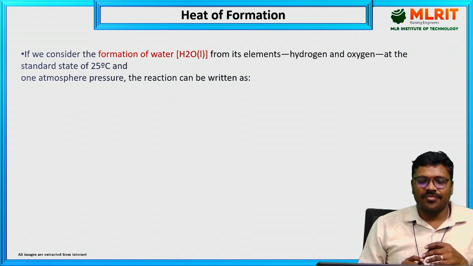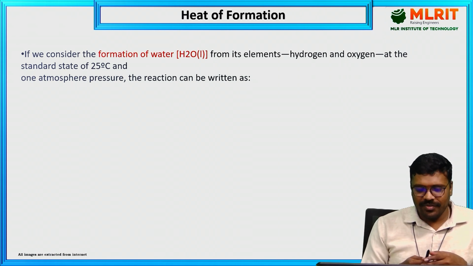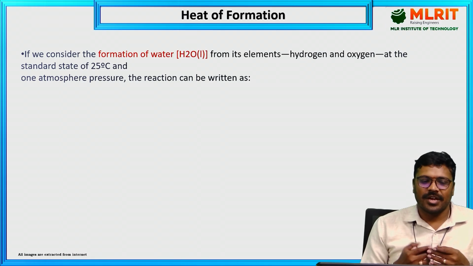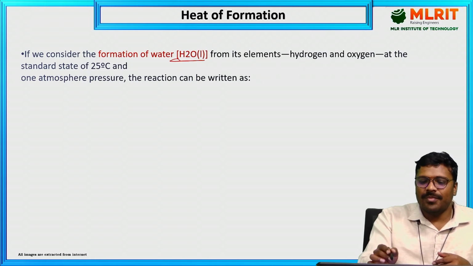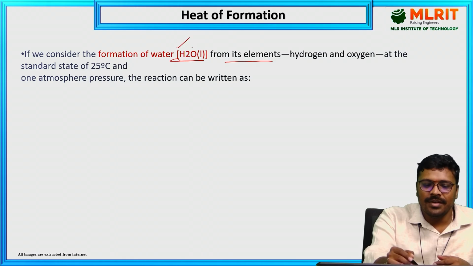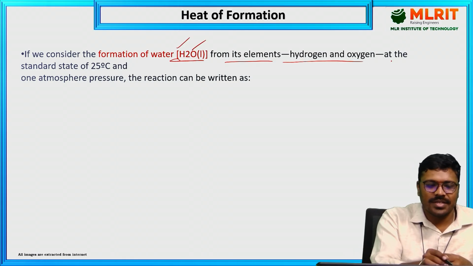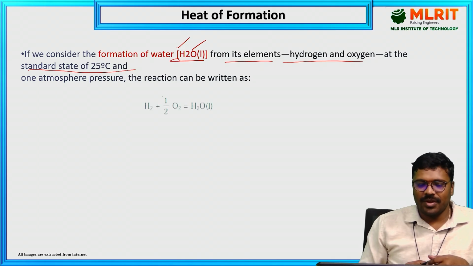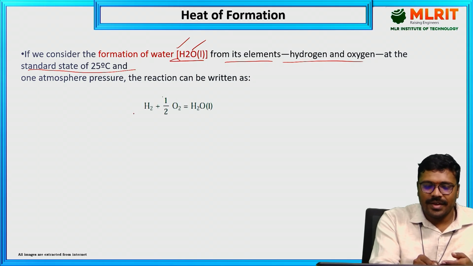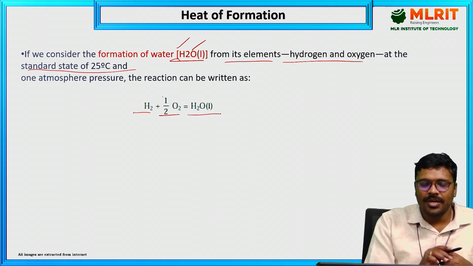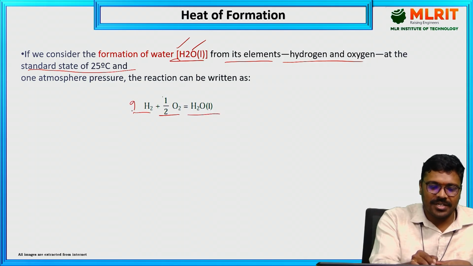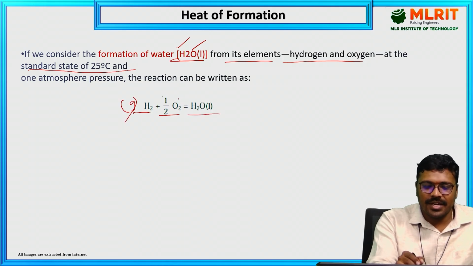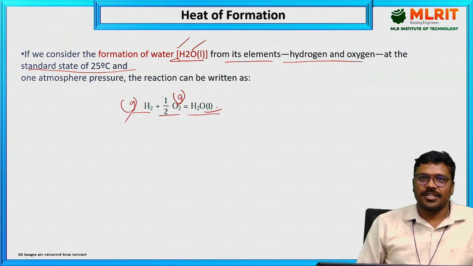So, if you consider the formation of water, next example for formation of water. Generally, water will be in the liquid state at STP condition. So, H2O liquid. From its elements, what are the basic elements? Hydrogen and oxygen, right? Hydrogen and oxygen at standard state, 25 degrees centigrade and 1 atmosphere. So, the equation will be, we have already discussed this, right? H2 plus half O2 gives rise to H2O. H2 at STP condition is in the gas form, and oxygen at STP condition is in the gas form, and H2O at STP condition is in the liquid state.